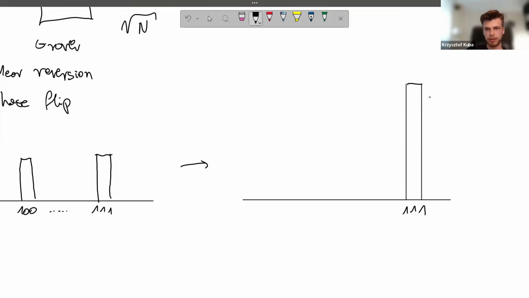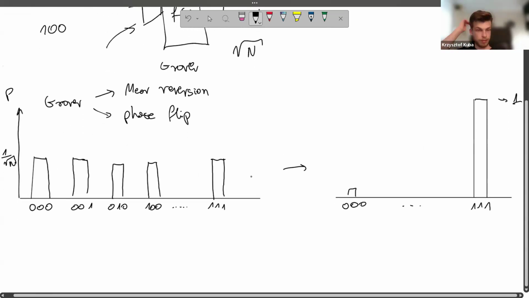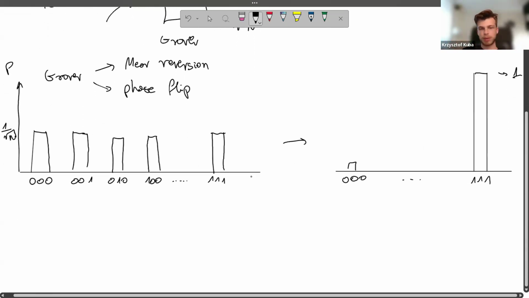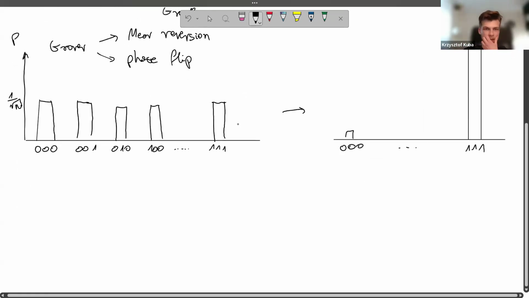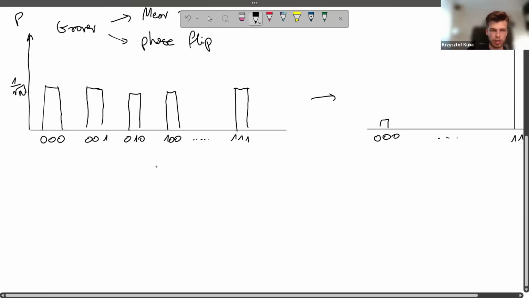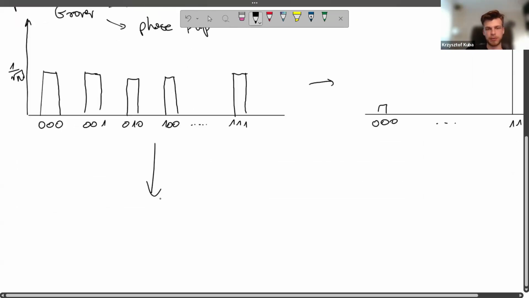The highest probability, almost 1, and the others are almost 0. So we would like to construct such an algorithm. And a very interesting property of this is that, doing this mean reversion and phase flip, we can actually go from this state to that state. And this works as follows.